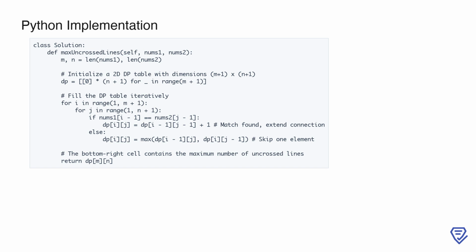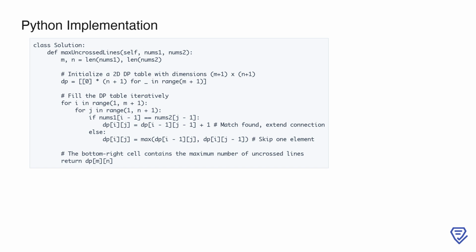3. The core of the solution involves iterating through all pairs of indices i and j using nested loops. For each pair, if nums1[i-1] equals nums2[j-1], it means the current elements from both arrays can be connected. In this case, we extend the previous result by adding 1 to dp[i-1][j-1]. Otherwise, we skip one of the elements, either from nums1 or nums2, and take the maximum value of dp[i-1][j] or dp[i][j-1].